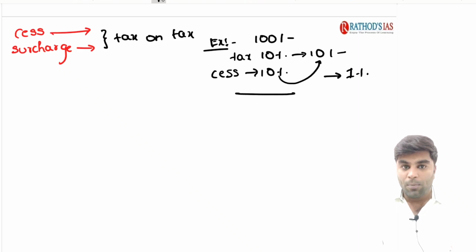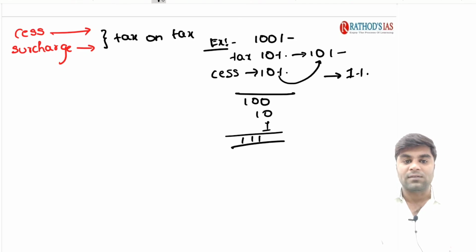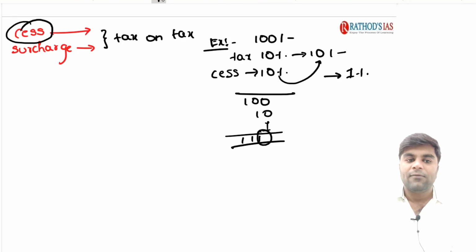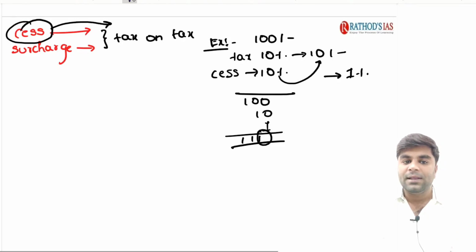So totally the shopkeeper will collect from us the 100 rupees, the 10 rupees tax amount, and he is also going to collect that 1 rupee. Totally he collects 111 rupees, and that 1 rupee is called the cess amount. I hope it is very clear. Similarly, the surcharge is also collected in the same way, but cess is collected for a specific purpose.